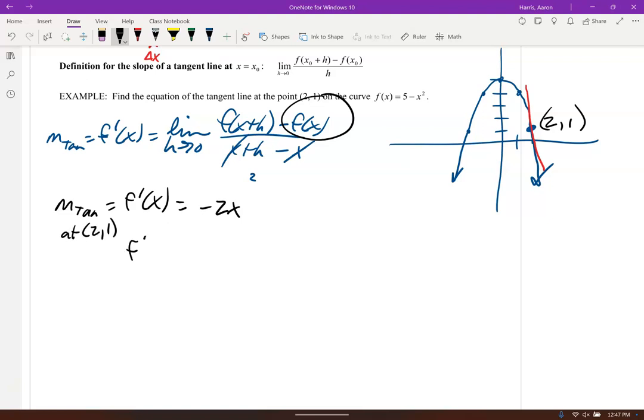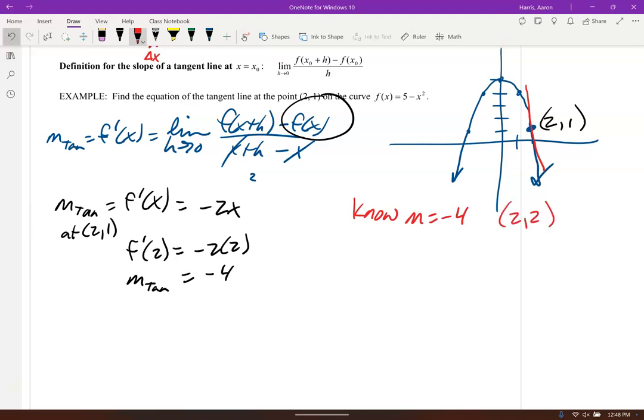So my x value is 2. So I plug it in. Negative 4. So the slope of the tangent at x equals 2 is negative 4. That red line has a slope of negative 4. So now I say, oh, I know my slope is negative 4, and I know it goes through the point (2, 1).